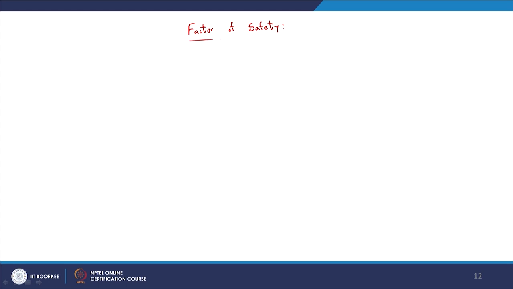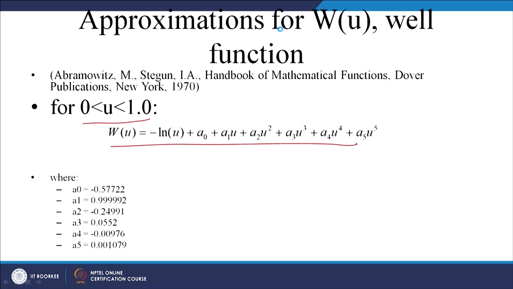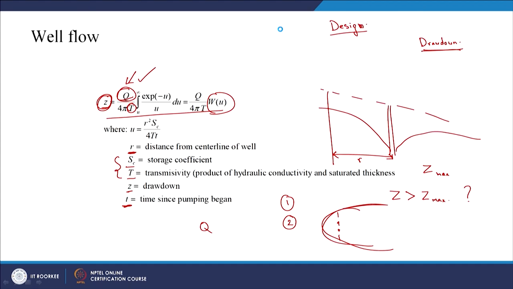And one other aspect is that this Theis equation works well for unconfined aquifers, okay? But for confined aquifers, I guess, one should proceed with caution. That's what I understand, let's say. I think it has some restrictions with respect to the confined aquifer.